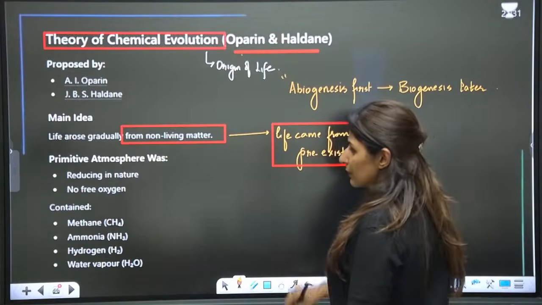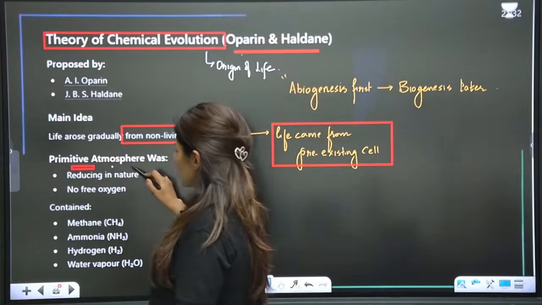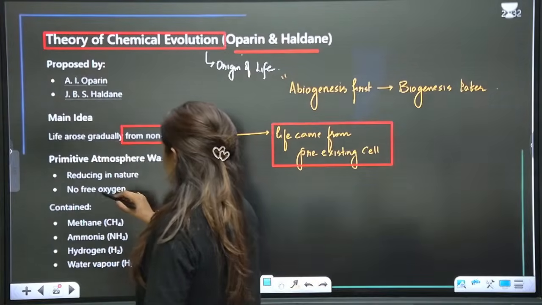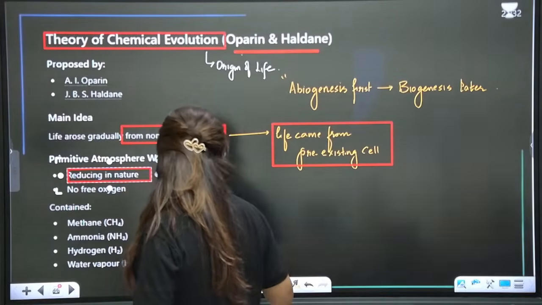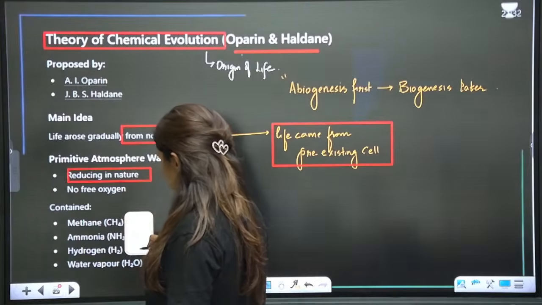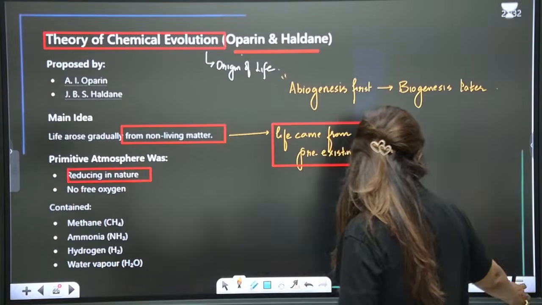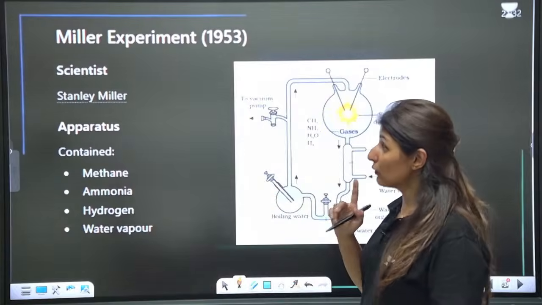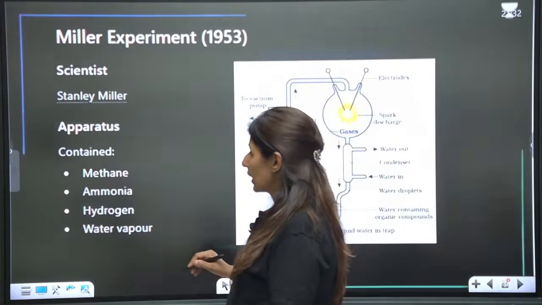Is that clear? So the primitive atmosphere was reducing in nature. There was no free oxygen. This has to be remembered. So the primitive atmosphere was reducing, and it contained all these chemicals. Clear? Now, this chemosynthetic theory was experimentally proved by Urey and Miller.